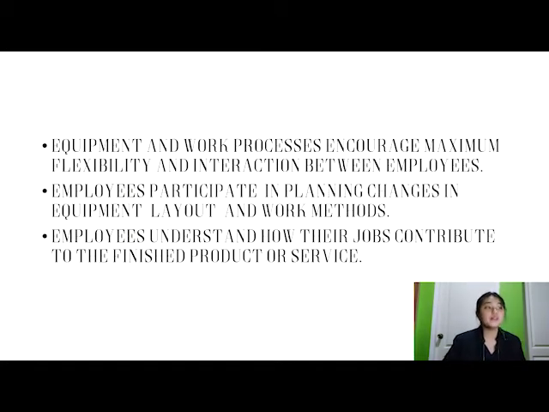Next, equipment and work processes encourage maximum flexibility and interaction between employees. Next, employees participate in planning changes in equipment, layout, and work methods. Lastly, employees understand how their jobs contribute to the finished product or service.